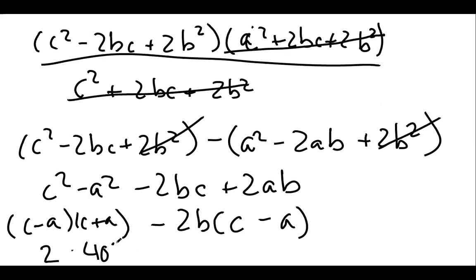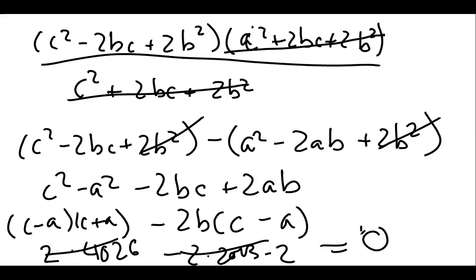4026, and then minus 2 times b, 2013 times 2. And if you take a look, these two are the same thing, so actually this equals 0. Any questions about this one? Okay, we'll move on.